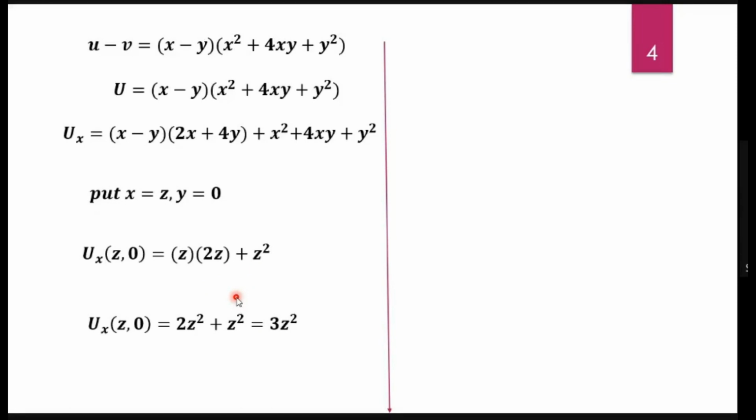Okay, so ux, capital Ux, it's not small ux in this case, it's capital Ux, where capital U is u minus v. Ux at z comma 0 is 3z square.